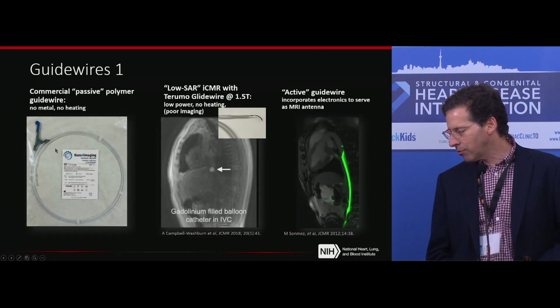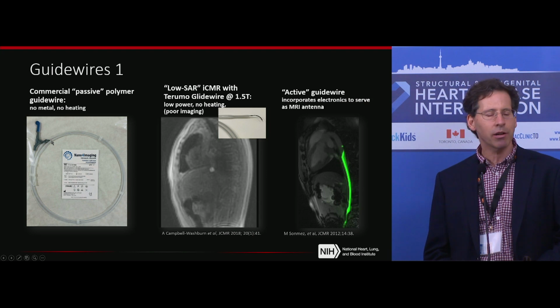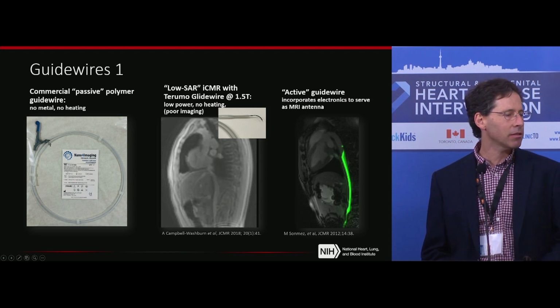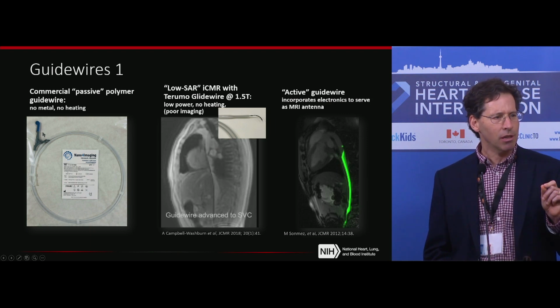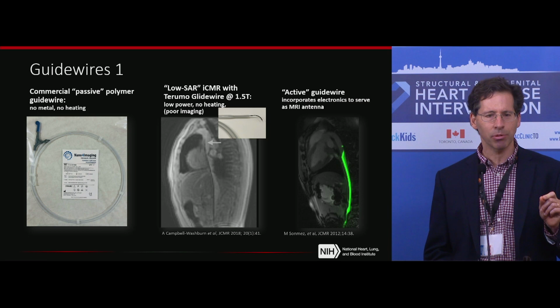So you can buy a commercial guide wire that's supposedly MRI safe for 1.5 Tesla in the store, but I suggest you not, because this guide wire is a piece of plastic. And it is literally no different than using a spaghetti noodle, except it happens to be a spaghetti noodle with a pointy sword at the tip.